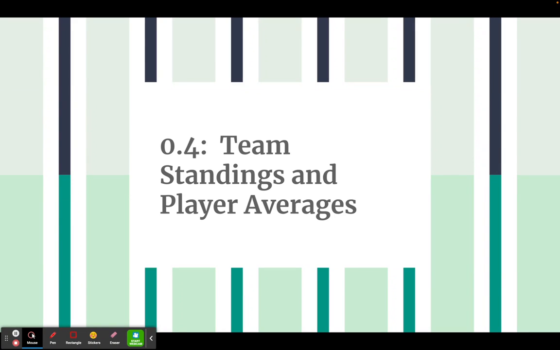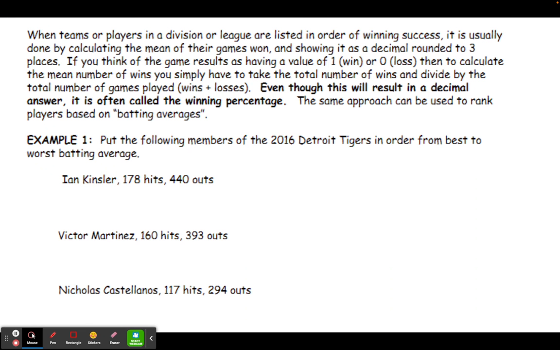Lesson 0.4 is on calculating team standings and player averages. This is going to be a quick lesson because it's going to be using some of the skills that we learned in the last couple of lessons and just applying them to some ranking situations.